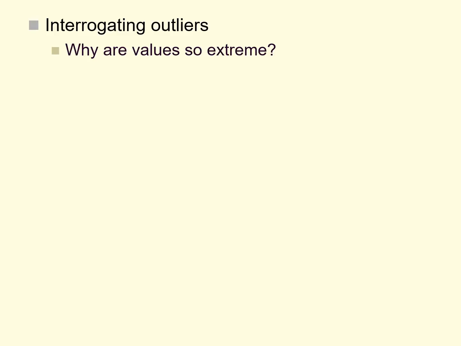Okay, so we've identified some outliers, or at least I've briefly talked about some ways that you could, in principle, identify outliers. Now let's get on to interrogating them. And interrogating, as I said before, is just my way of saying we should ask the question, why are the values for our putative outliers so extreme? Now there may be good reasons why values in your data set are extremely large or extremely small with respect to most of the rest of the data.